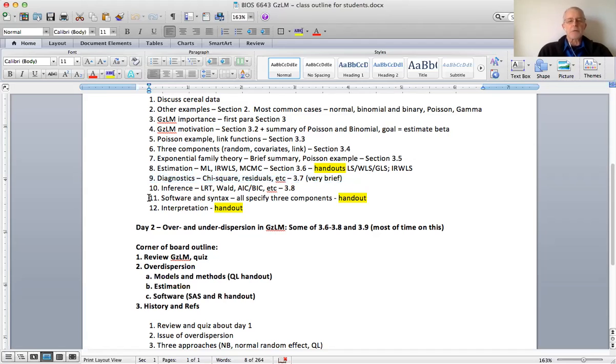And then at the end, we talked about software. I gave you software in R and SAS. And then interpretation. Remember, we talked about mean differences for a linear link, rate ratios for a log link, and odds ratios for a logistic link. So it's the link that determines the interpretation of your betas. Questions on any of that stuff?